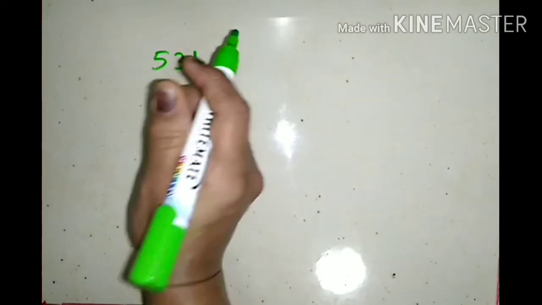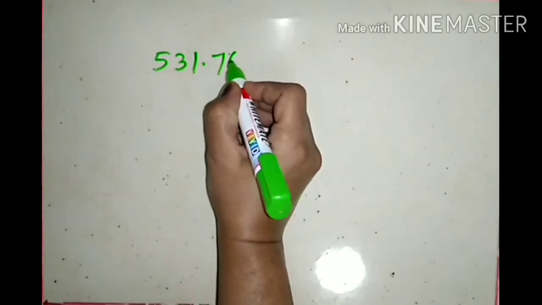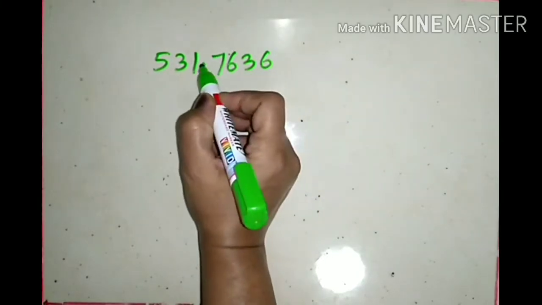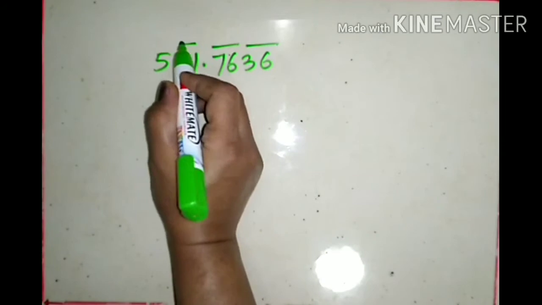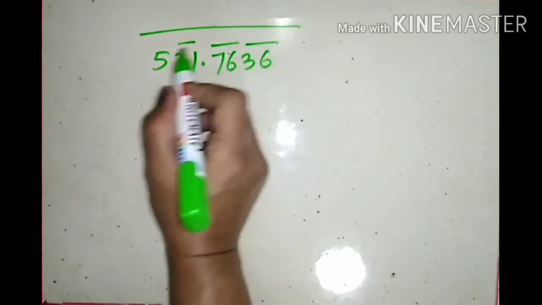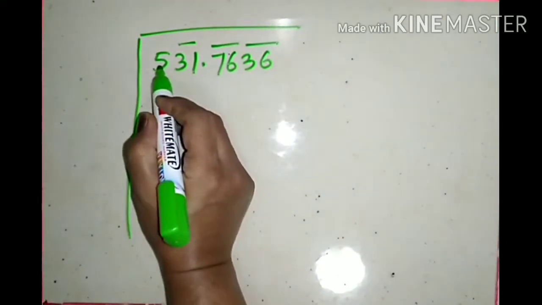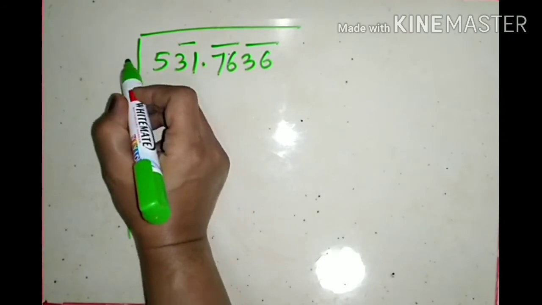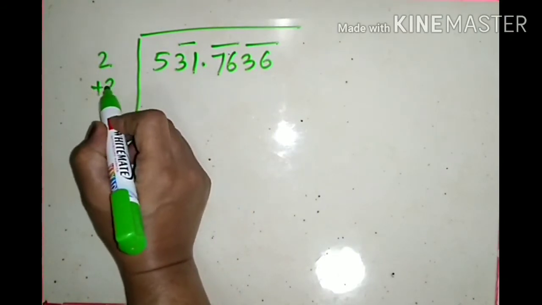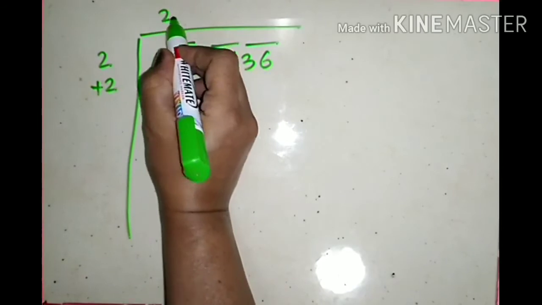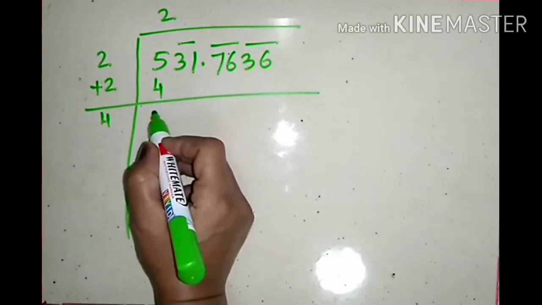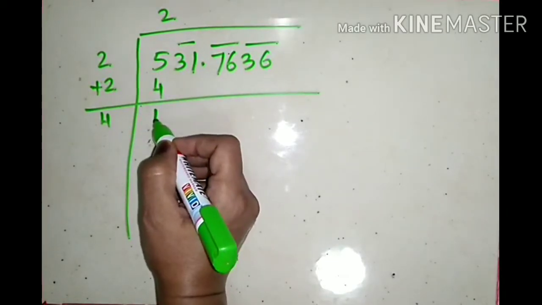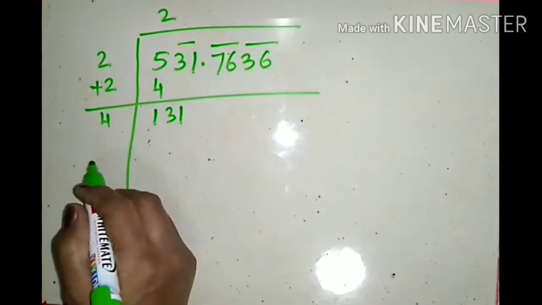Next sum is 531.7636. After the decimal, left to right. Before the decimal, right to left. For 5, I will use 2 2s are 4. 2 here plus 2, 4 and 2 here. This gives us 4. Subtraction, we'll get 1, 3, 1.